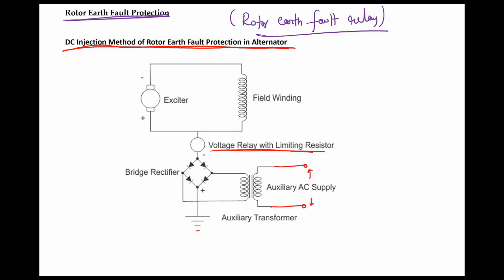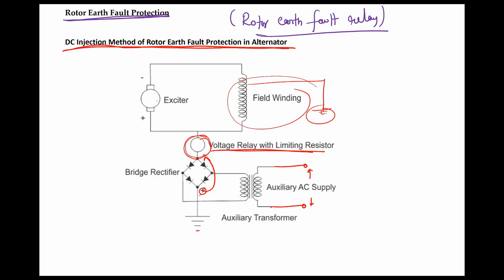relay. Okay. So whenever any earth fault happens inside the exciter, this relay will sense that fault. That means this positive voltage will get to this point whenever a short circuit occurs here inside the field windings or inside the exciter. Then this relay will operate and it will trip.